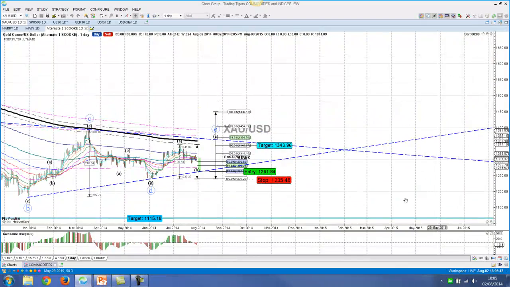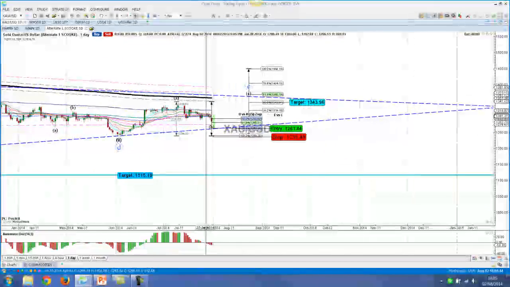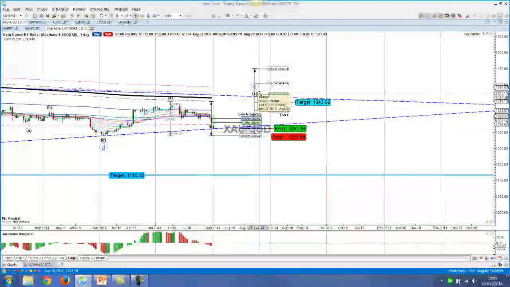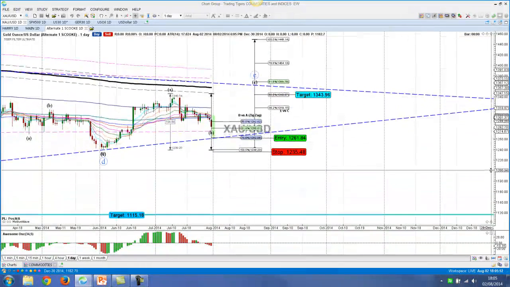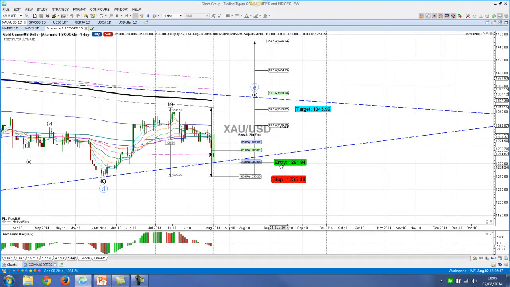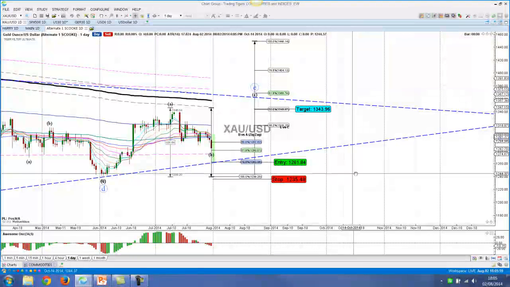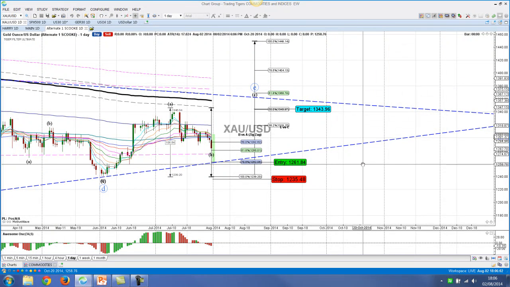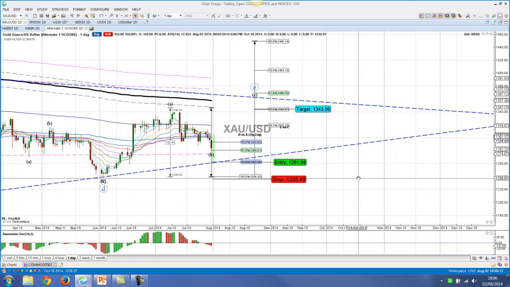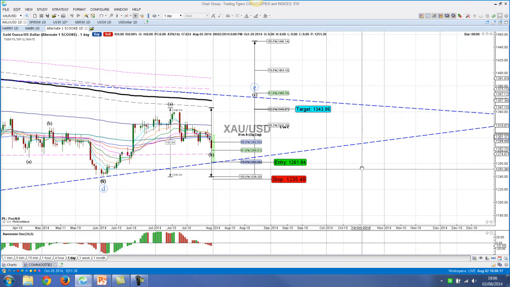When we break down the E structure, we can see a further triangle, the A, B, C corrective move. Price has come down, as you can see, to the 61.8%. I put an entry at the 78% level at 1261.84. If you remember, on Friday that entry had been posted, and the stop level is below the 100%, at 1235.48.